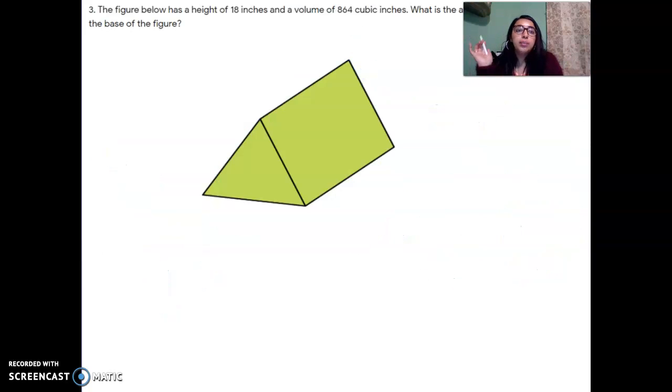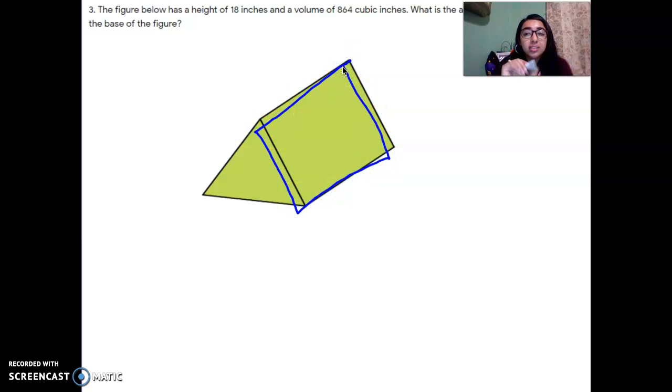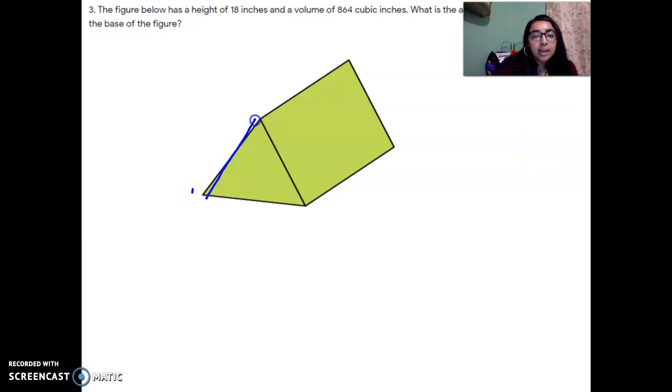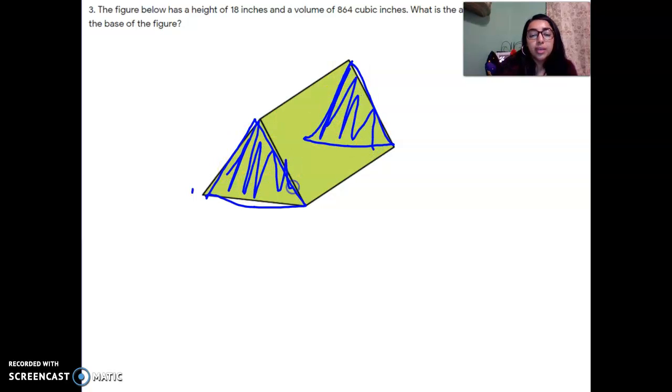Next one. The figure below has a height of 18 inches and a volume of 864 cubic inches. What is the area of the base of the figure? This time I'm looking for my capital B, my area of the base. Once again, it doesn't tell me what this figure is, but I know that this rectangle would touch the other rectangle on the side and the bottom one. So those can't be my bases because they wouldn't be parallel to one another. My bases have to be these triangles because they wouldn't touch and they'll be across from each other. They're parallel.